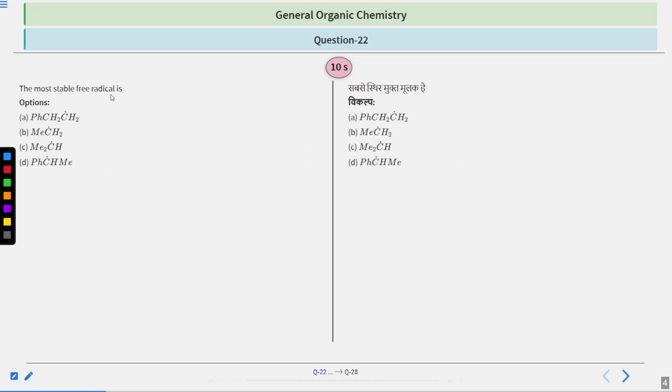The most stable free radical is. Options are: PhCH2CH2 free radical, MeCH2 free radical, Me2CH free radical, or PhCH free radical Me. You have 10 seconds to solve this question. After that, we will see the answer.